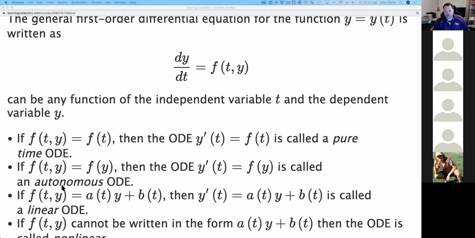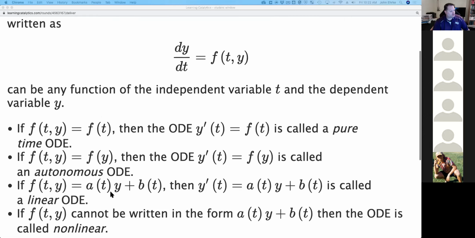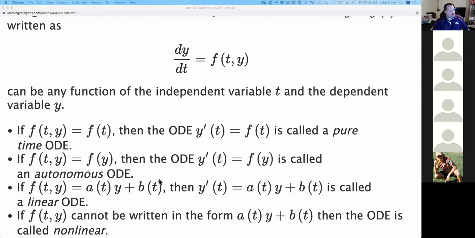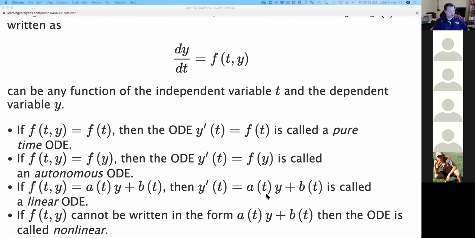So an autonomous ODE is an ODE whose right-hand side, when written in this form, is free from the time variable, or the independent variable. If the right-hand side can be written linearly in terms of y, then it's called a linear ODE. So it doesn't mean constant, like a. It's not ay plus b.